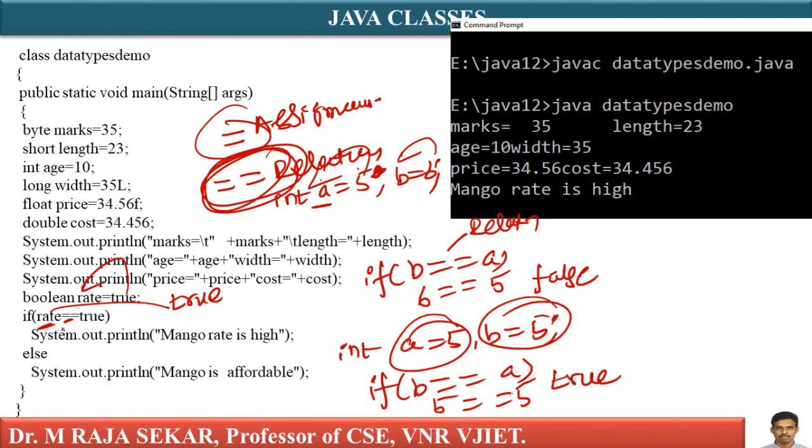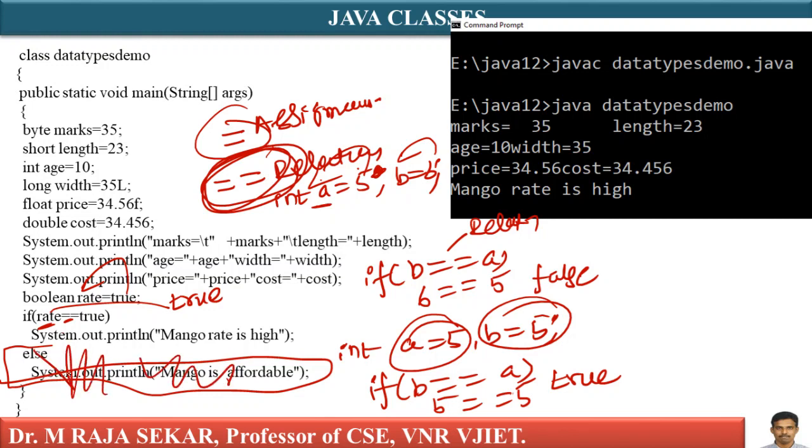Therefore, the if condition is true. We will discuss what is if, what is else, what is for loop, what is while loop. Those things I will discuss. For the time being, just bear with me. Because I want to demonstrate data types, I am using if else. Yes, true equal to true. If it is true, else will not get executed. If else means if this condition is true, the if part will get executed. If the condition is not true, then the else part will get executed. In this case, true equal true, therefore the else part will not get executed.